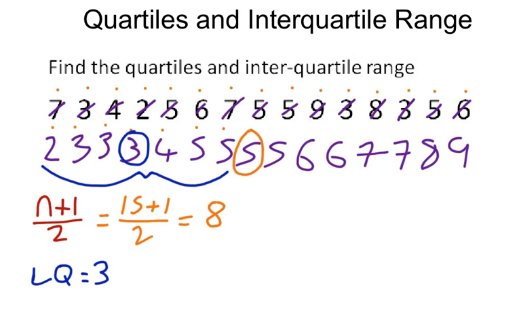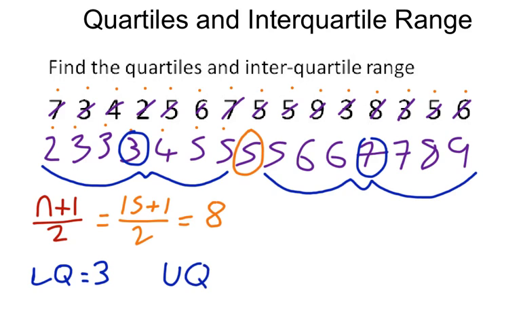The upper quartile is 3/4 of the way through the data, and that is the middle of the upper half of the data. That is that number there, 7. So the upper quartile, which is usually abbreviated to UQ, is 7. Notice that in this example, as the median was a specific number that was in the data, it was 5, we didn't include that in either the upper half or the lower half.